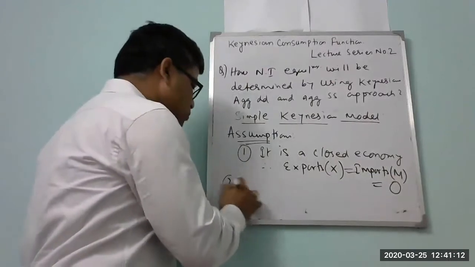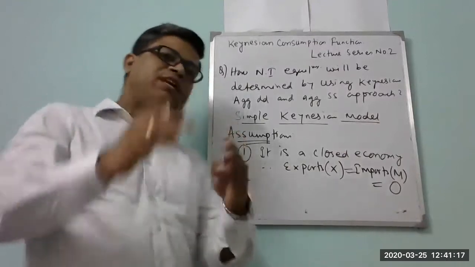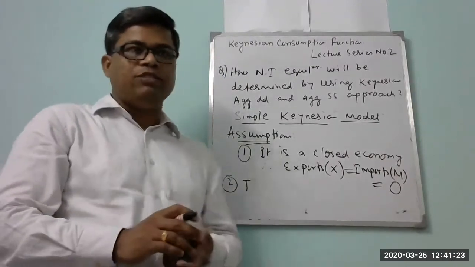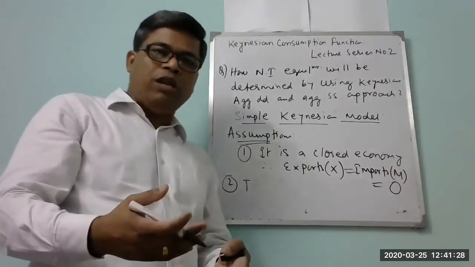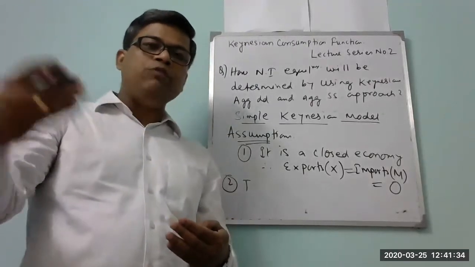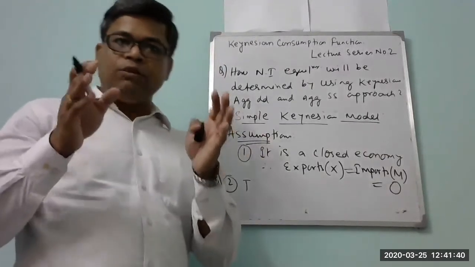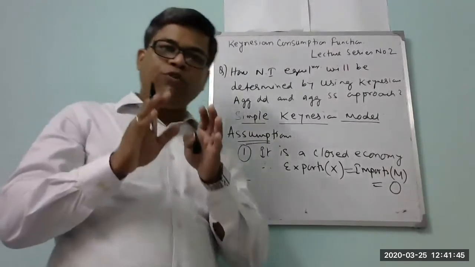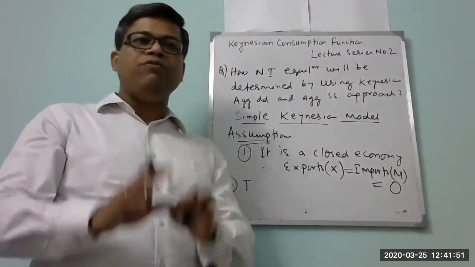The second assumption of this model is that there is no government. It's a very simplified model. Practically, you will not find this kind of economy, with no government and a closed economy. But first we shall start with a very simplified model, and gradually, as we move on, we will relax those assumptions. Then we will consider that a government is present and that it is an open economy connected with the rest of the world.